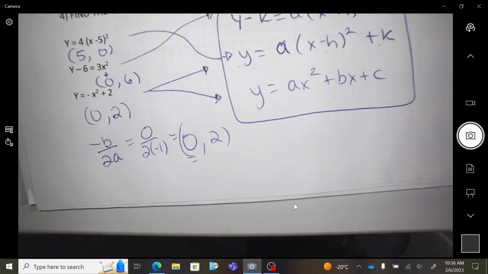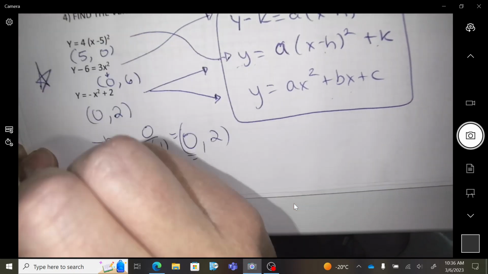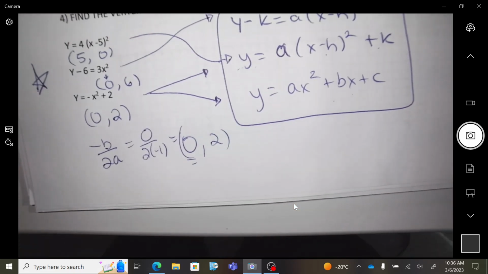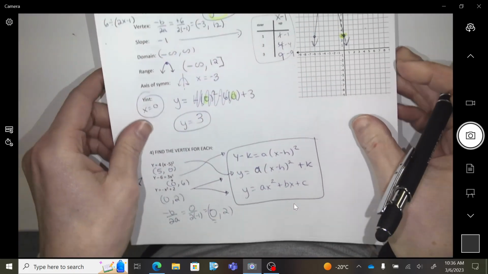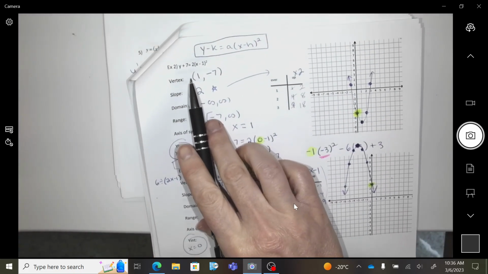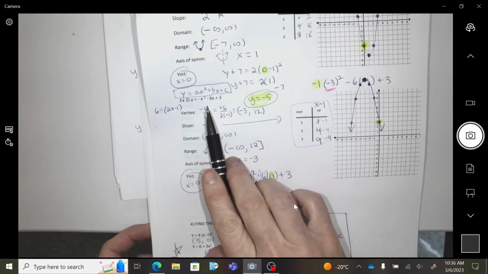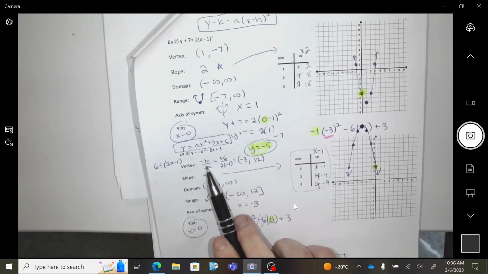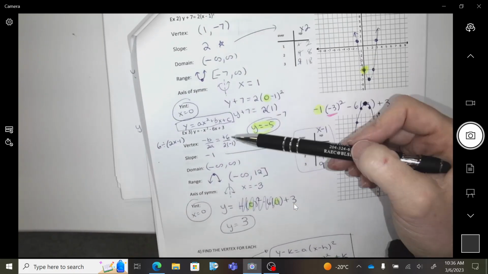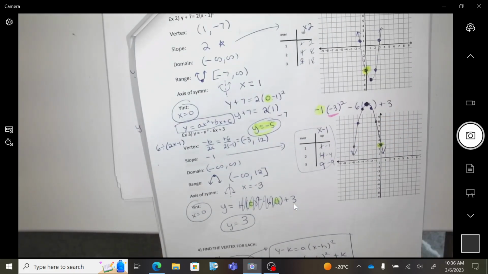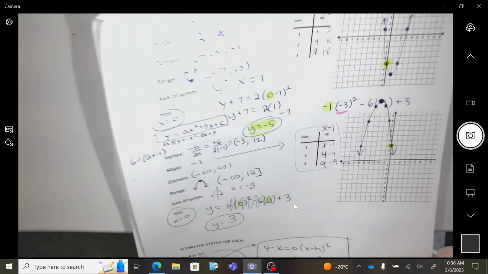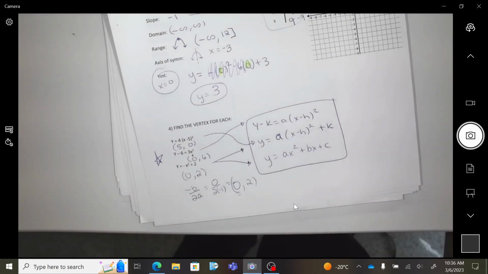Okay? So that is on your test. On your test, you would have a question that would look like this and like this. So this is standard, this is general. I give you all these. You have to get the vertex, the slope, the graph, domain, range, intercepts. There would be a question like that on your test.